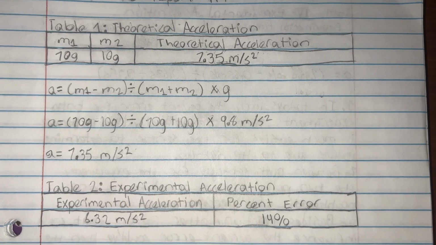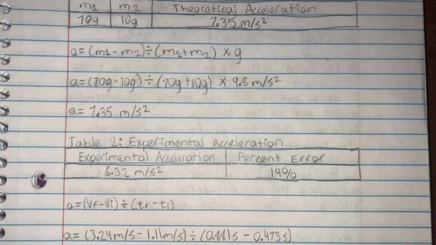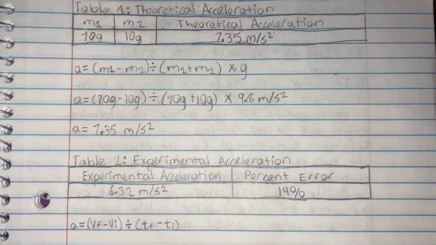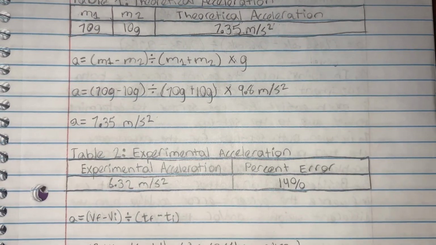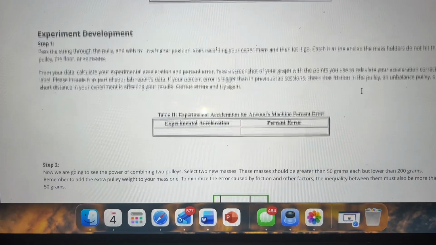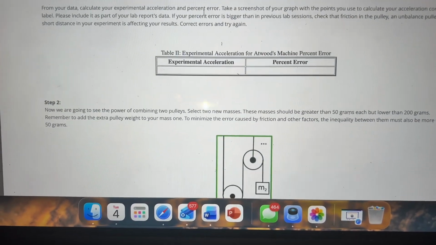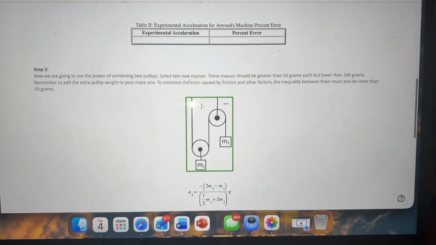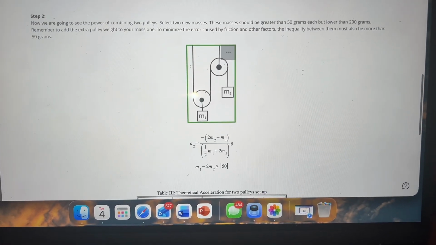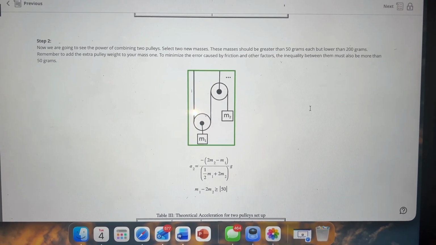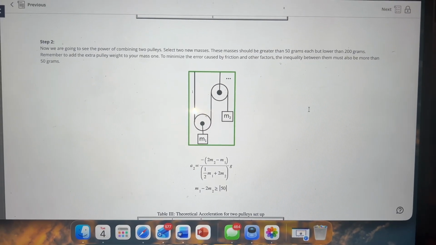So afterwards, we finished with the very first system, and then we're going to move on to the 2 pulley system. I'm just going to expand on that a little bit. After our multiple trials, we moved on to our step 2, which is now a 2 pulley system. Same thing, but now we just have 2 pulleys instead of 1 with the weights.